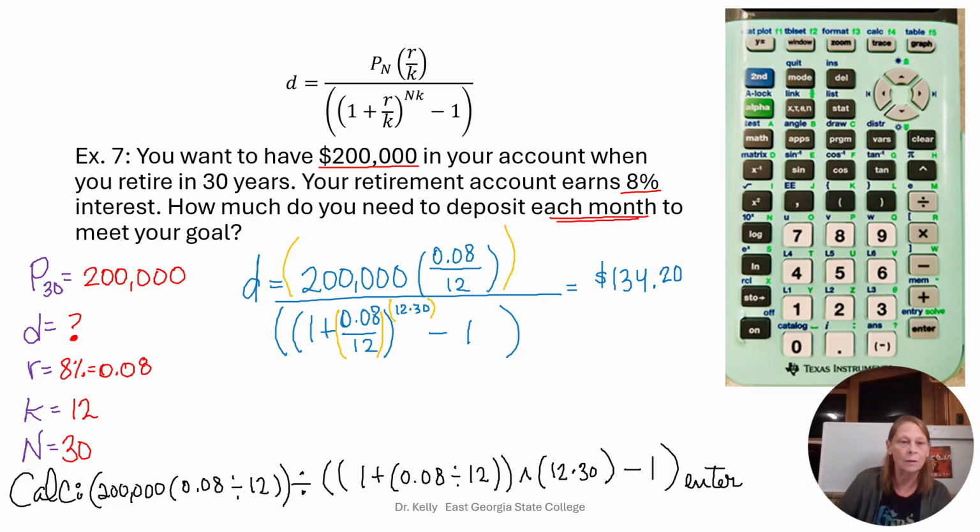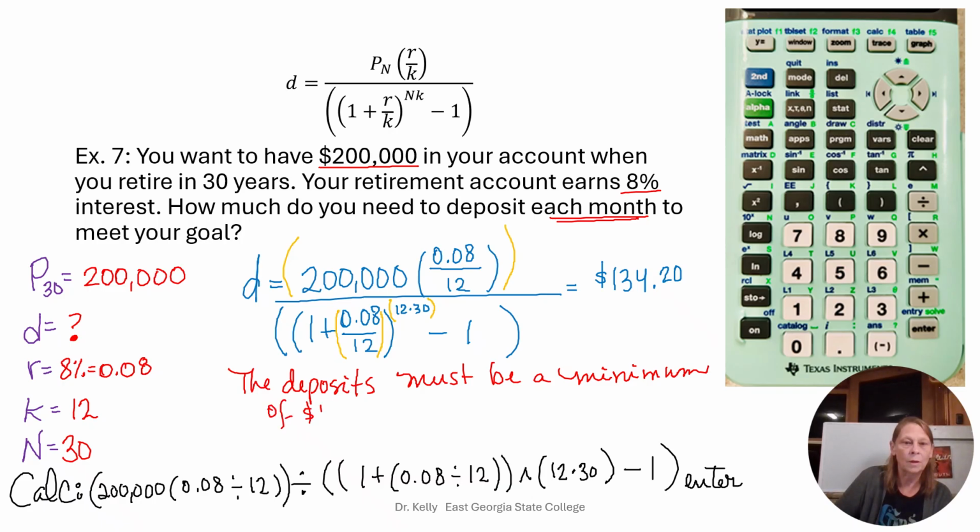Okay, and then let's get our answers here. The deposits must be a minimum of $134.20 a month to achieve the goal.